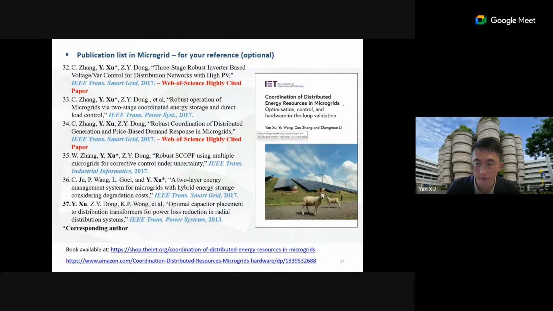Okay, this one, you can see the title, Coordination of Distributed Energy Resources in Microgrid, covering the optimization, the control, as well as the hardware in the loop validation. Okay, in this GIAN course, Professor Kumar has already taught you about the real-time simulation. So in this book, we have also covered this context. If you're interested, you can go to this website to take a further look at this book. Okay, that is the end of the lecture slides.